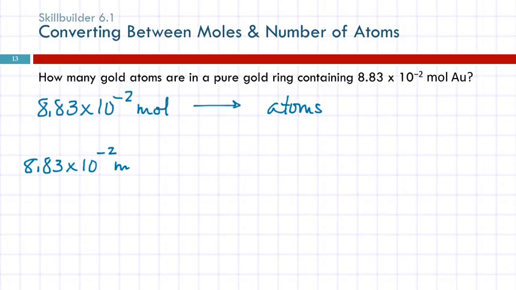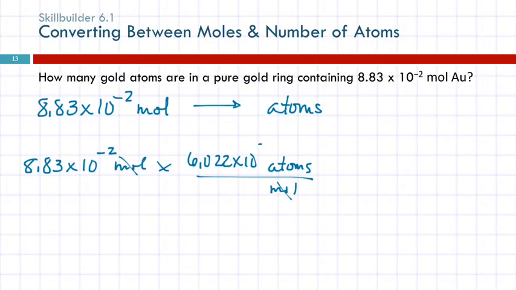8.83 times 10 to the minus 2 moles times Avogadro's number. Moles to atoms. Atoms go on top. Moles go on the bottom. The moles will cancel. The relationship between atoms and moles is like the relationship between eggs and dozens of eggs. A dozen eggs is 12 eggs. A mole of atoms is Avogadro's number, 6.022 times 10 to the 23rd.